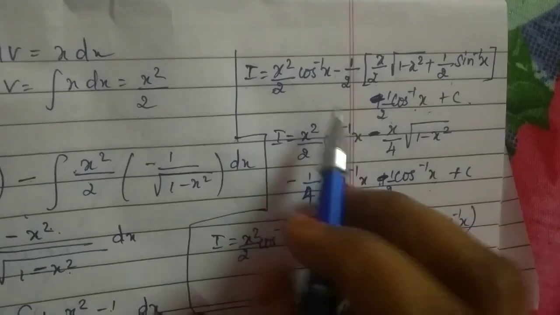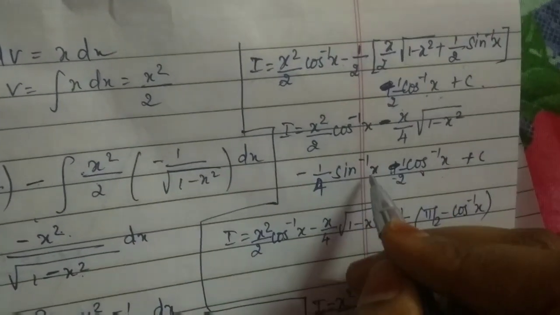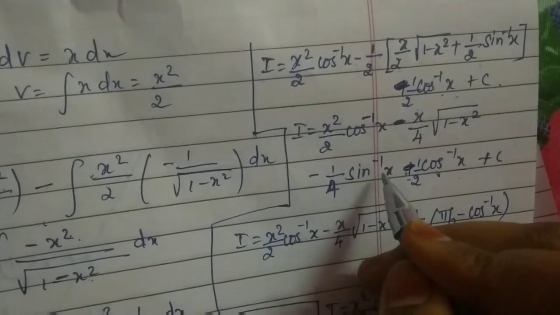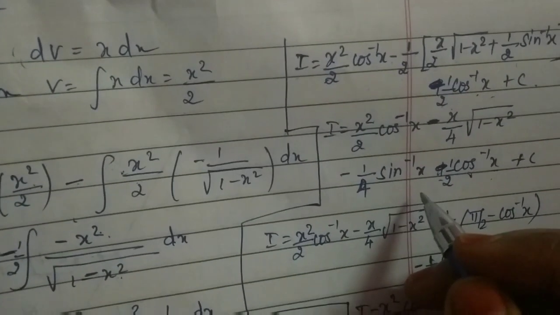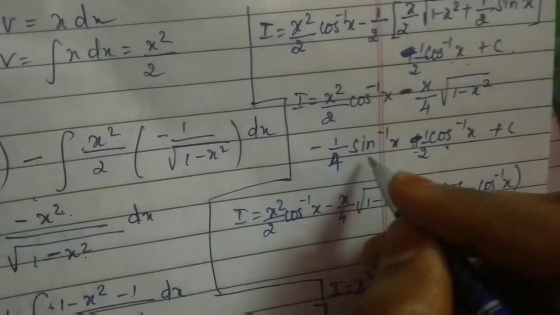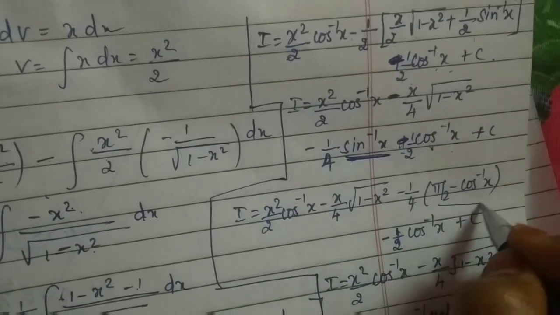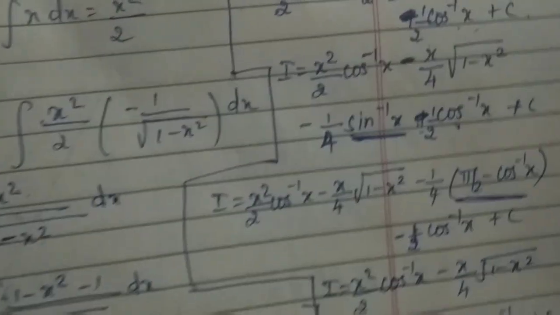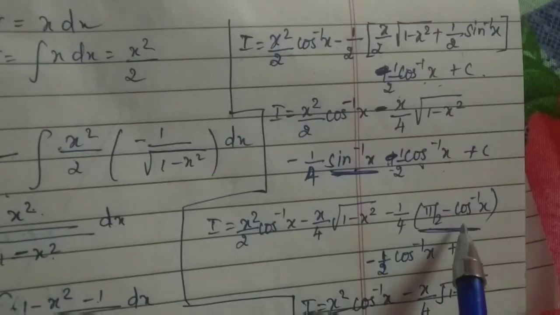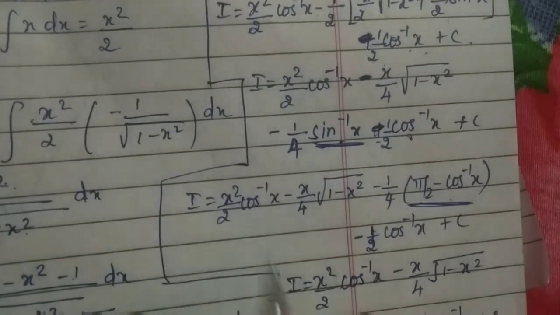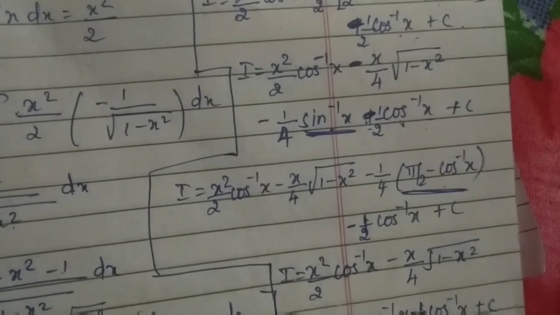And as I told, since the question is in terms of cos inverse, our answer should be in terms of cos inverse. So the sine inverse, as you have learnt in inverse trigonometry, sine inverse of x can be written as pi by 2 minus cos inverse of x. In the place of sine inverse, I am going to substitute pi by 2 minus cos inverse. The small change I have done is, in the place of sine inverse, I have substituted pi by 2 minus cos inverse, and the remaining terms I have written as it is.